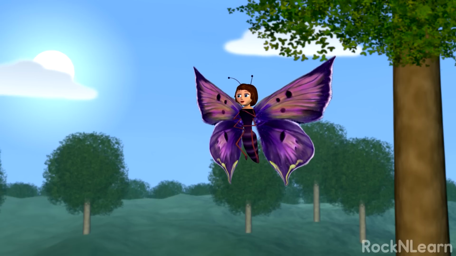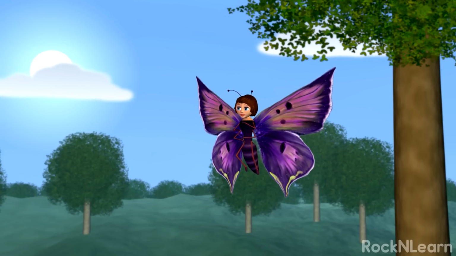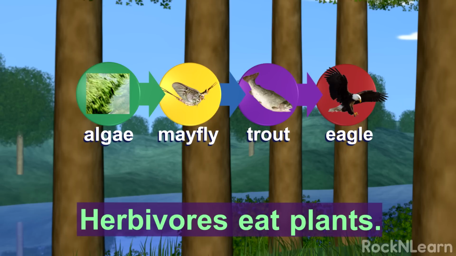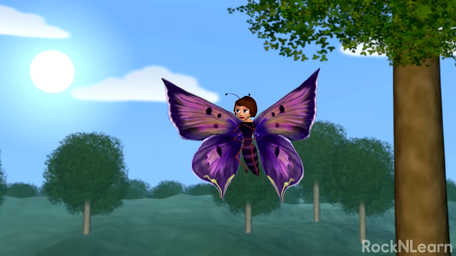I think he's got it. Now, which ones are herbivores and which ones are carnivores? The mayflies are herbivores because they only eat algae. The trout and the bald eagle are carnivores because they eat other animals.